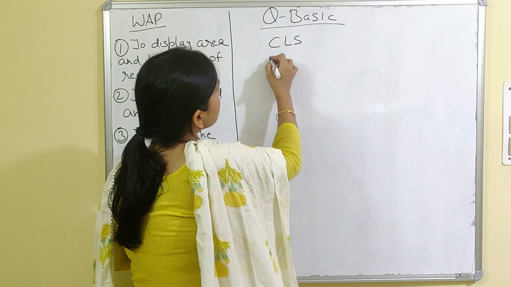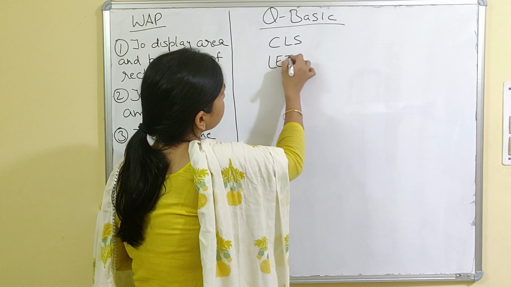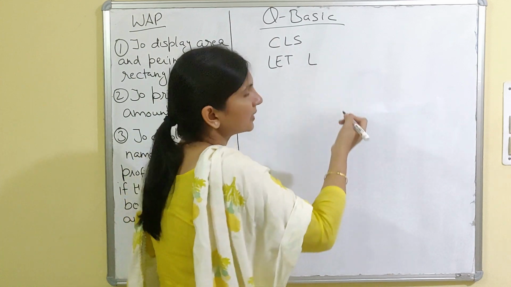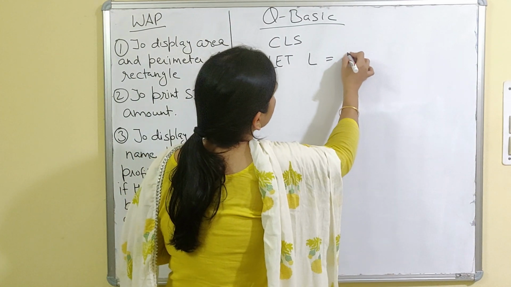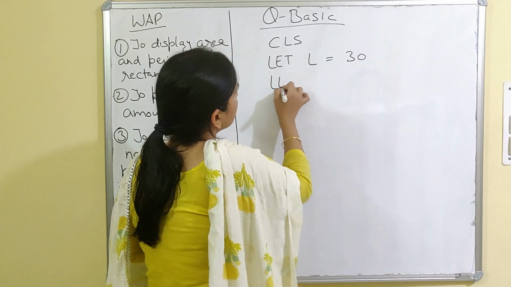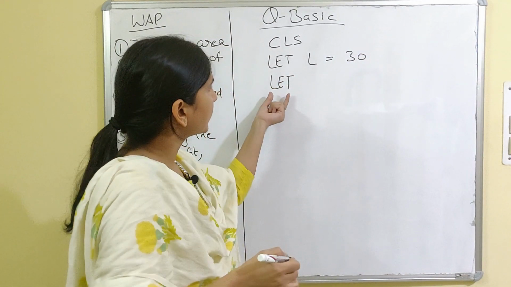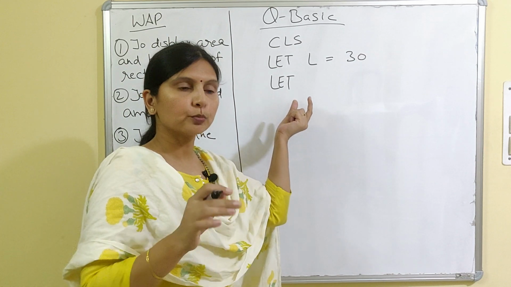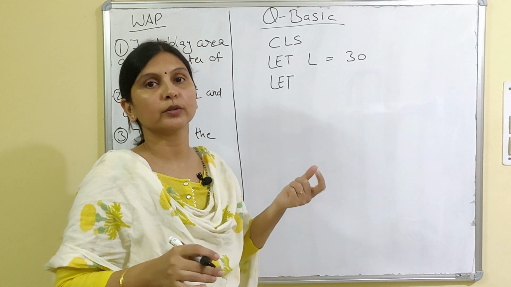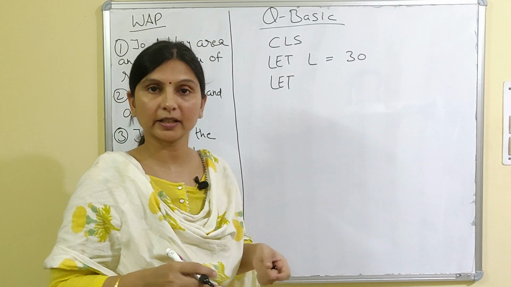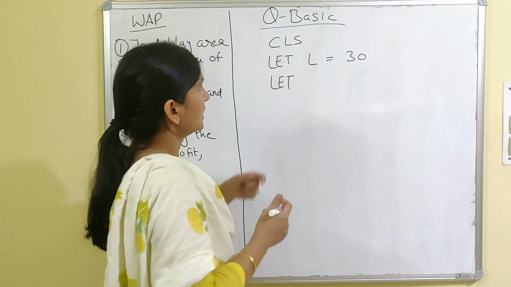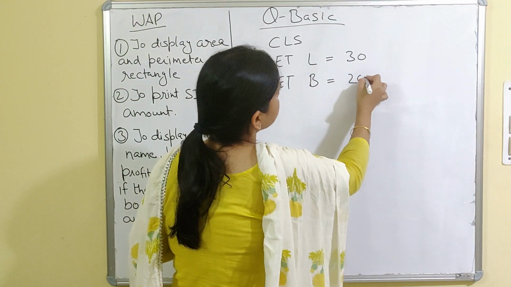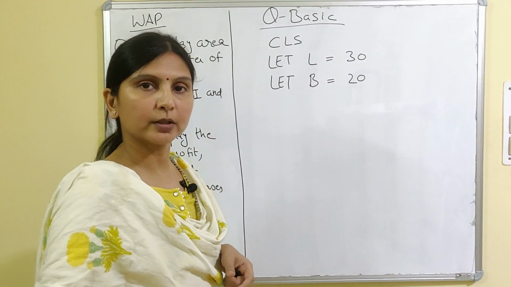So we will use the let statement. Let L, for length, I am taking L equals 30. It's not mandatory to write in capital. You can write in small also. As you press enter, it will automatically be converted into capital when you do the program in the computer. Fine. Let B equals 20. Length is 30, B equals 20.